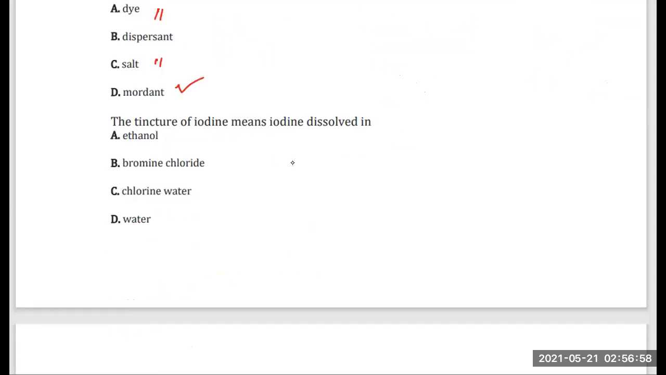The next question is, the tincture of iodine means iodine dissolved in what? Most often, students make mistakes with the state of matter of iodine, so let me quickly correct that misconception. Iodine is basically in solid state. The iodine that is applied in the first aid treatment of wounds is when iodine has been dissolved in a corresponding solvent. So our question here now is to find what is the solvent.